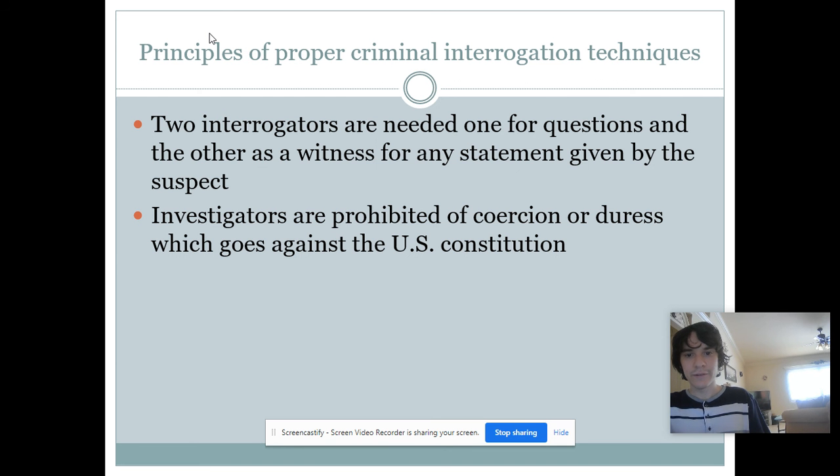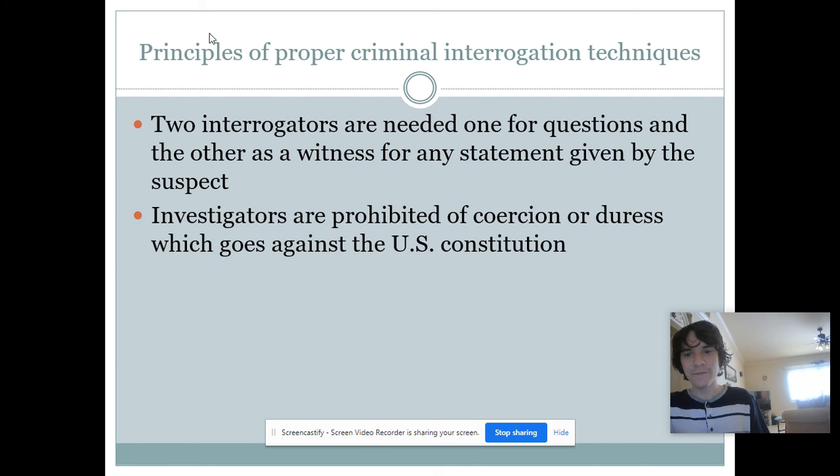The next thing you also need to know is investigators are prohibited from using coercion or duress. And this means they can't use any sort of physical force or threats against the suspect. So a good example would be if you're interrogating someone and you pointed a gun to their head and say, "You have to tell me everything you know." You can't do that. It's against the United States Constitution.